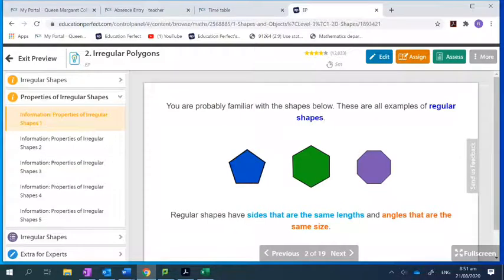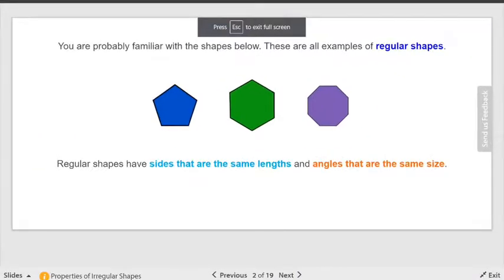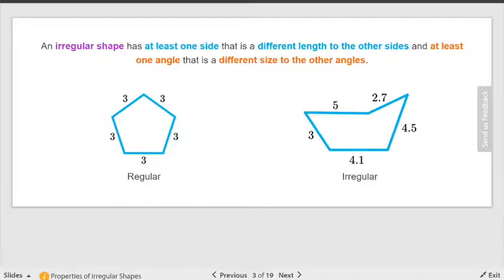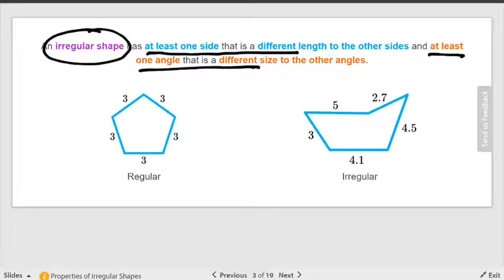It's magic. Okay? So, we know the ones that are regular shapes have all the same sides and all the same angles. Good. But that does not mean that all shapes are regular. An irregular shape has at least one side that is a different length and at least one angle that is different. So anytime you have an irregular shape, at least one side is different and at least one angle is different. Okay? Can it have more than one different? Yes. You bet. But it can't be all the same, otherwise it'd be regular.